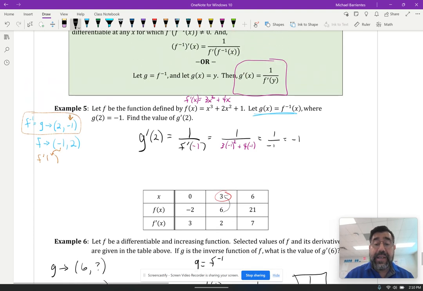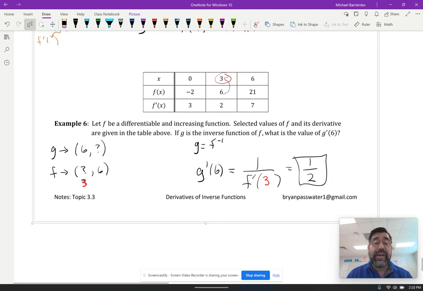Okay, so the big idea: when I'm taking the derivative of an inverse function, if they give me the original function, take the derivative of the original function, evaluate it using the point that was given and the appropriate input, and then flip it over. That's why it says 1 over f prime, because I'm flipping it over. So here my f prime at 3 was 2, but I flipped it over, and that's how I got 1/2.